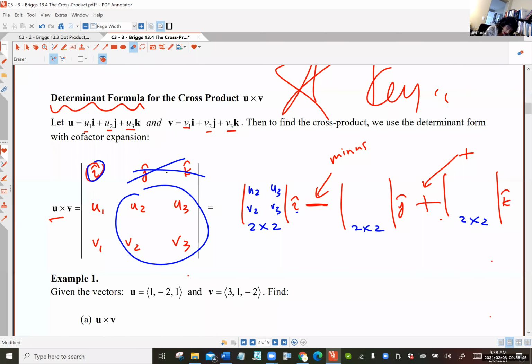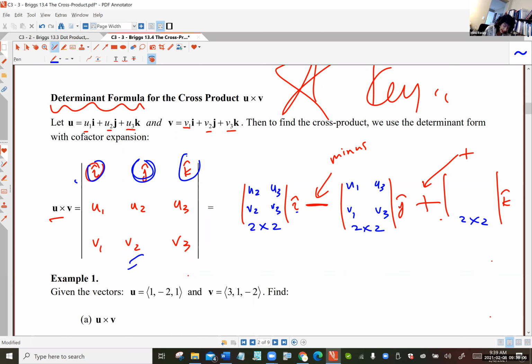So then how do you get the 2 by 2 determinant that goes with the j hat? Well, again, you look at j hat where he's located, and you temporarily block out the row and column that he lives in and look at what's left. And then the values u1, u3, v1, v3 would be there. And then finally, the 2 by 2 determinant for k hat, block out the row and column that he lives in and get his corresponding 2 by 2 determinant.